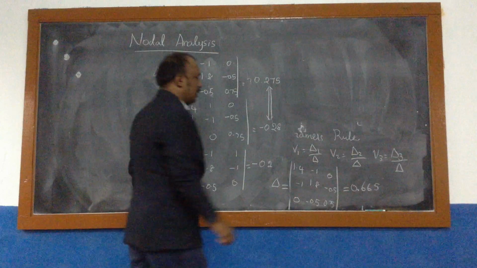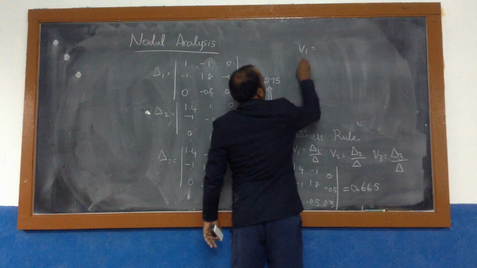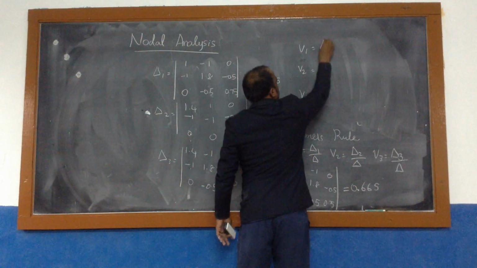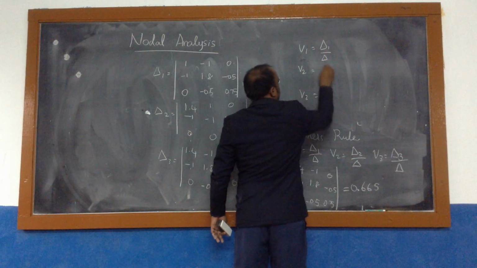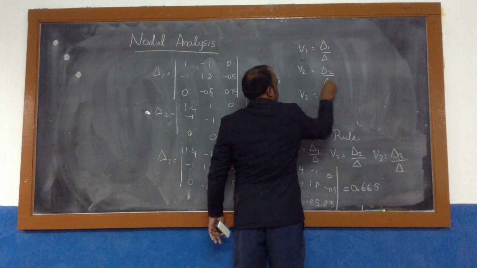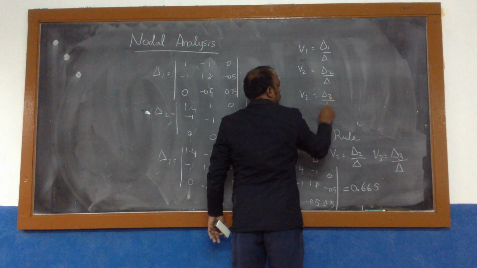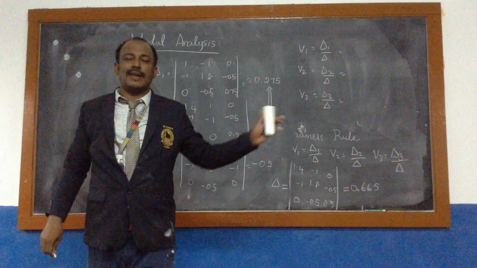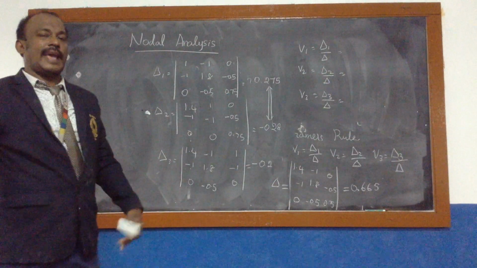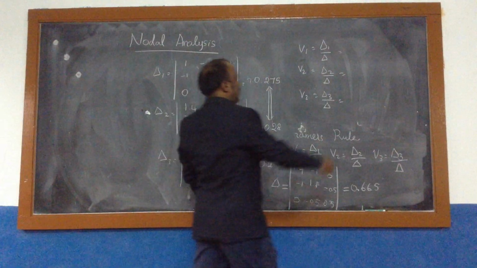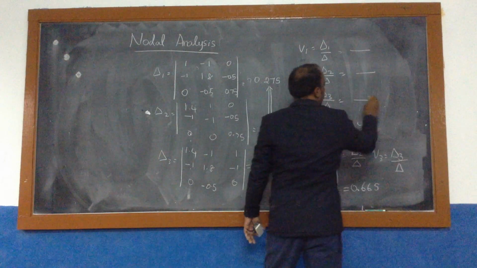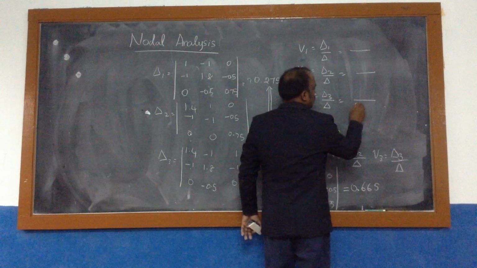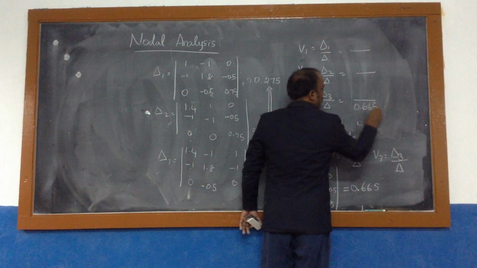Now we can see all values we have. Put it in the formula directly: V1, V2, V3, that is, del 1 divided by del, del 2 divided by del, del 3 divided by del. So now we have all values from the given circuit diagram calculated. So put it in the formula directly. What is the denominator value which is common for all the node voltages? That is 0.665.